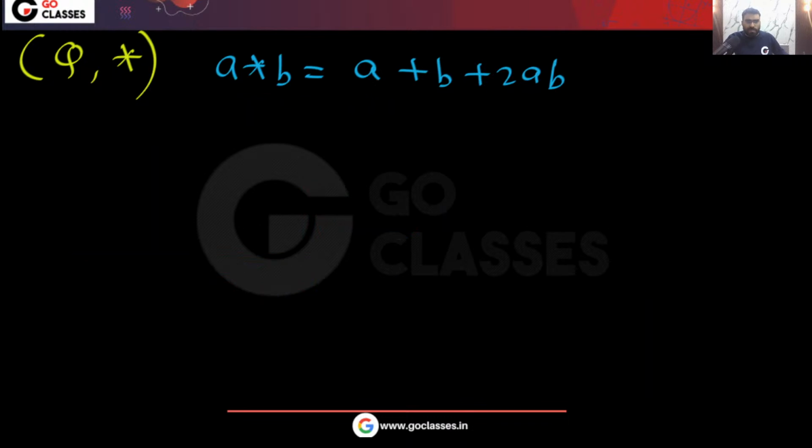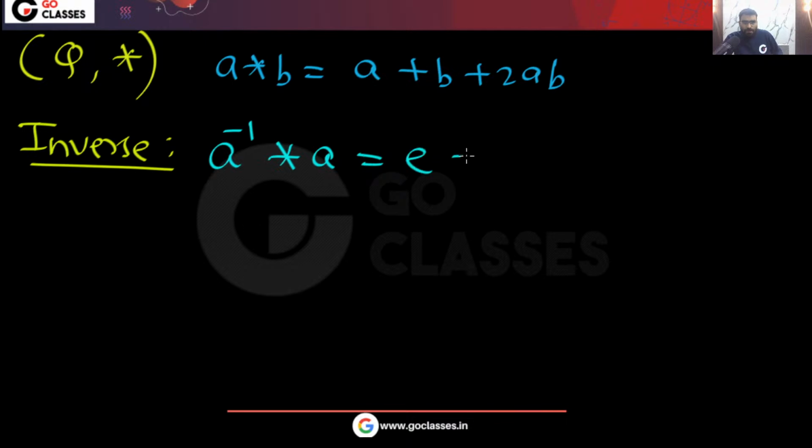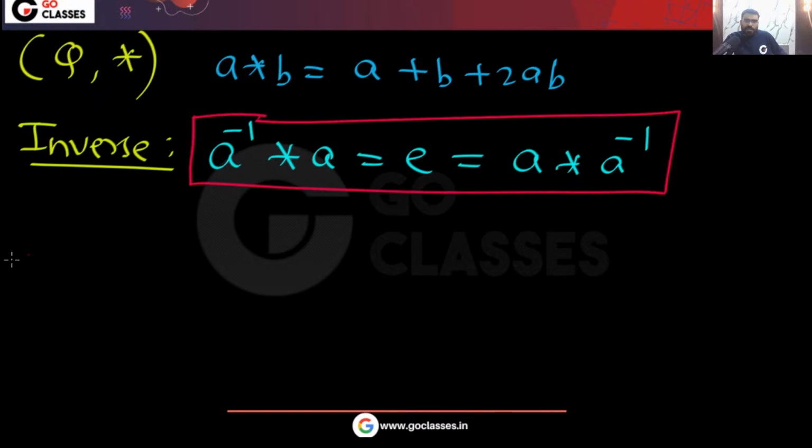What about inverse element? What about the inverse property? Can I say every element has inverse? The question is talking about inverse. Remember the definition of A inverse: A inverse star A will be equal to E, and that will be same as A star A inverse. This is the definition of inverse.